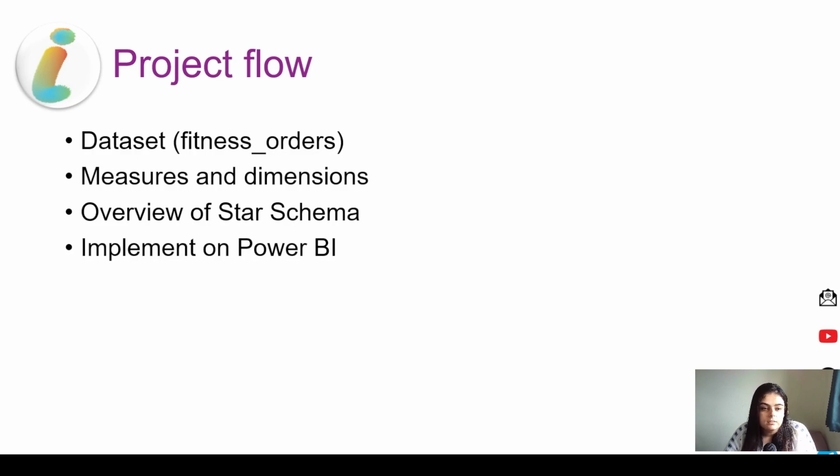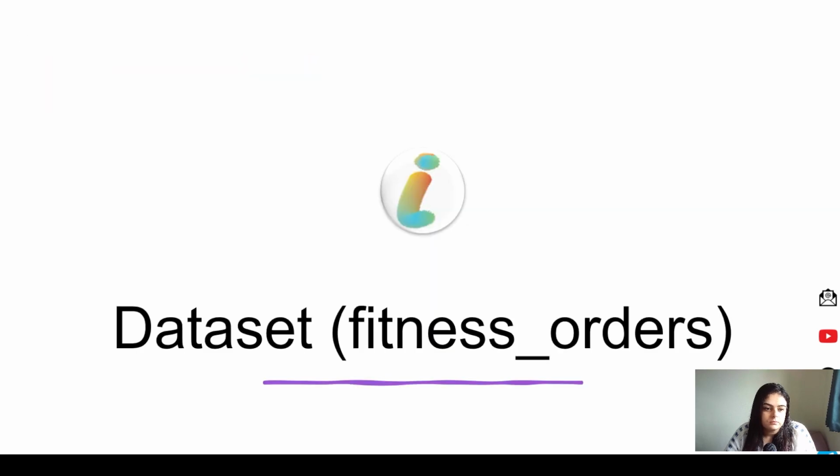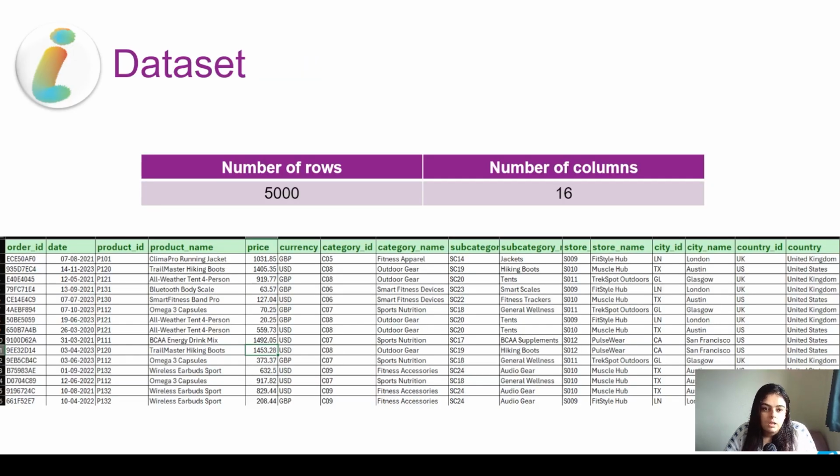We will discuss our data set, which is fitness orders. Then we will discuss measures and dimensions, an overview of Star Schema, and implement it in Power BI. So let's discuss the data set. This is how our data set looks. It has 5000 rows and 16 columns, and I have shared the link to the data set in the description below. So I've got you covered, guys.